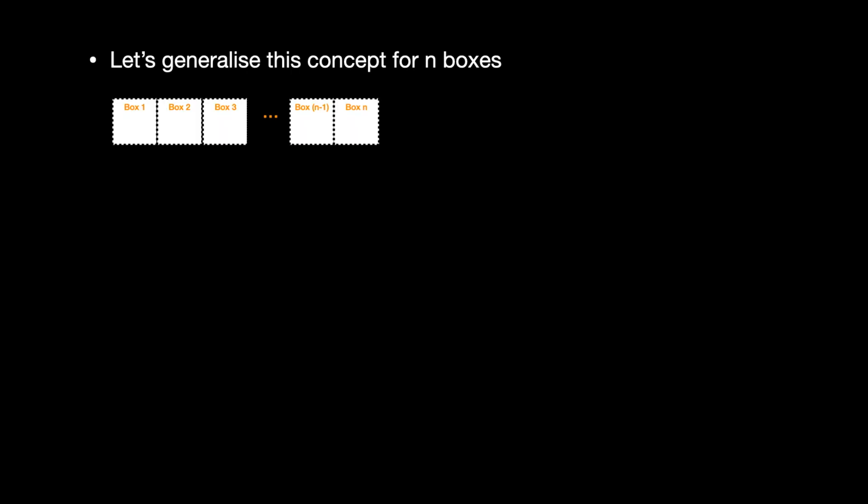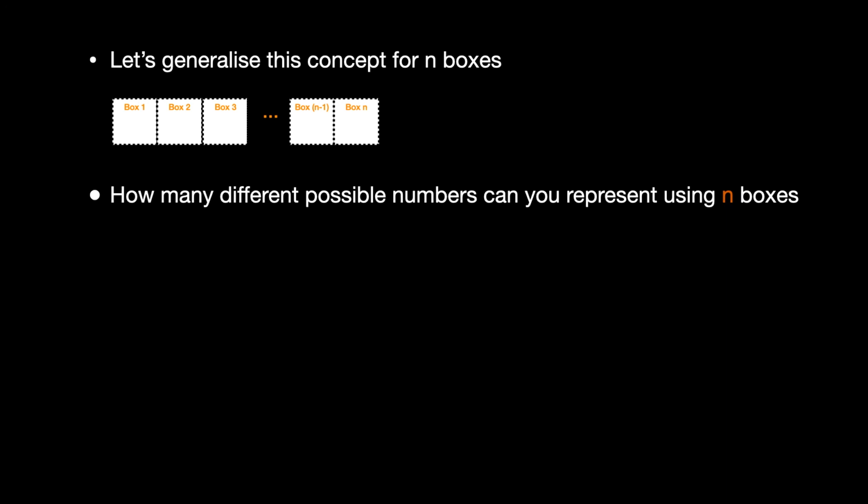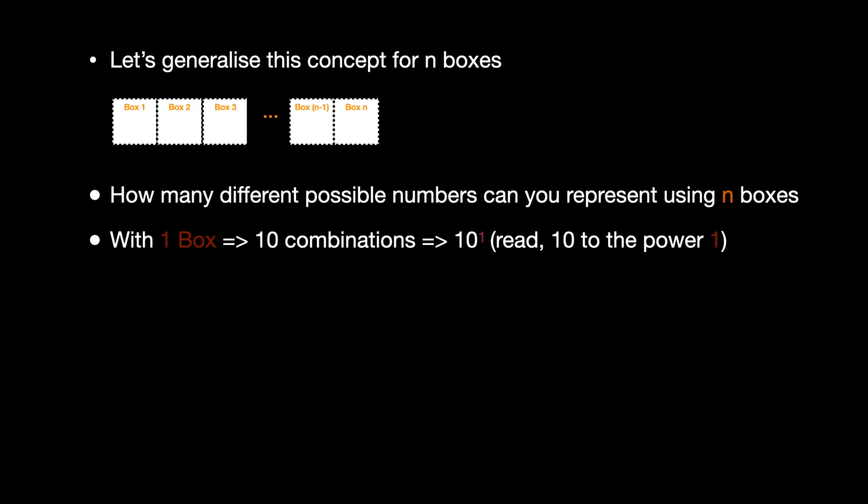Let's generalize this concept now for n boxes. So we saw how many combinations we can build with one box, with two boxes. And now the number of boxes is a variable. How many different possible numbers can you represent using n boxes? With one box we saw 10 combinations. Now I want you to understand that we can represent this concept using 10 to the power 1. 10 to the power 1 means 10 multiplied once.